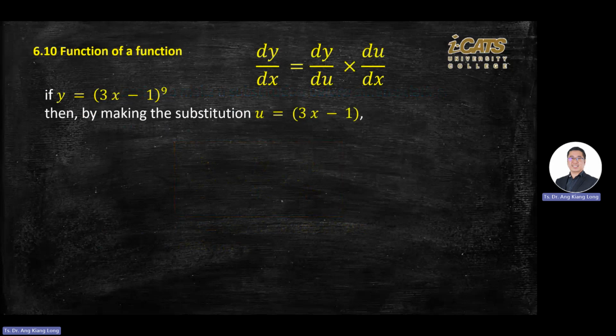What do you do? First step, the bracket becomes your u. You write u equal to 3x minus 1. So you need to do dy du, which means you rewrite this as y equal to u power 9. So this one we call the standard form in terms of u. Then to find du dx, we do this: you have u equal to 3x minus 1, so this is u and x. So you do du dx for this function. Then you substitute back inside the equation.